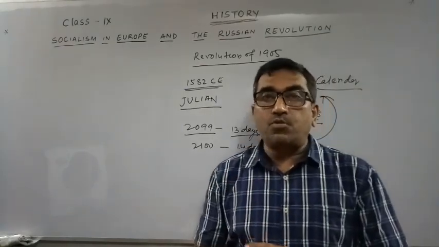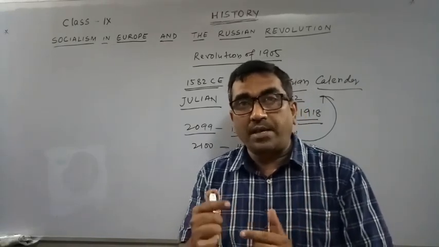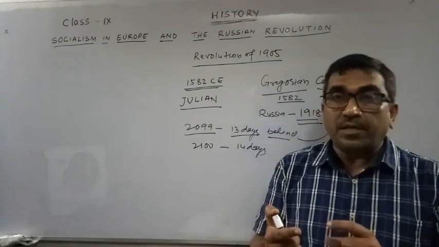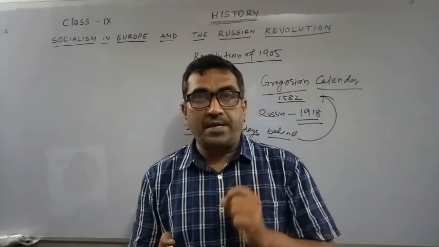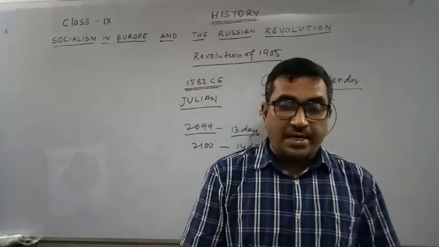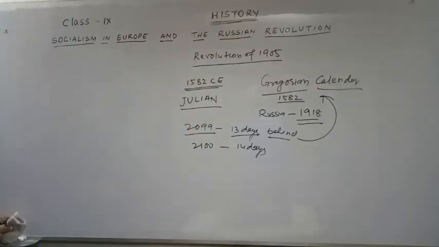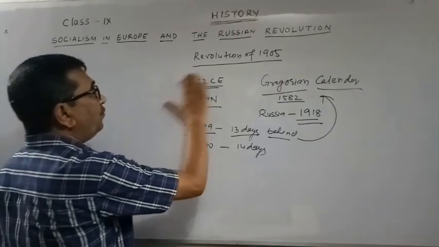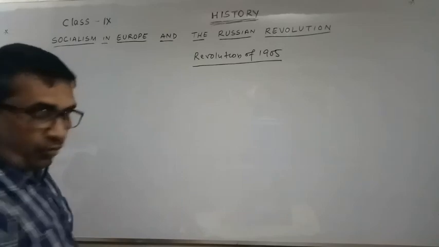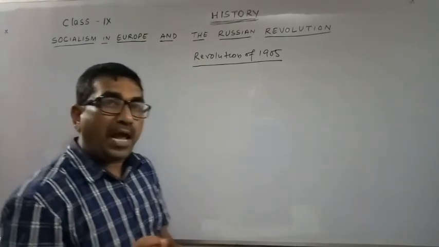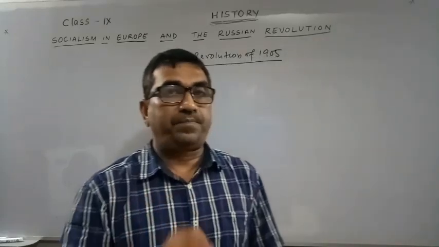When we are talking about the revolutions, we have to find the date, then we have to add the 13 days to the Julian date, and then we can get today's current calendar date. This is a basic idea that I would like to give you. Now we should go to the revolution of 1905. Before I start, we have already discussed a few things that it is necessary to discuss over here.